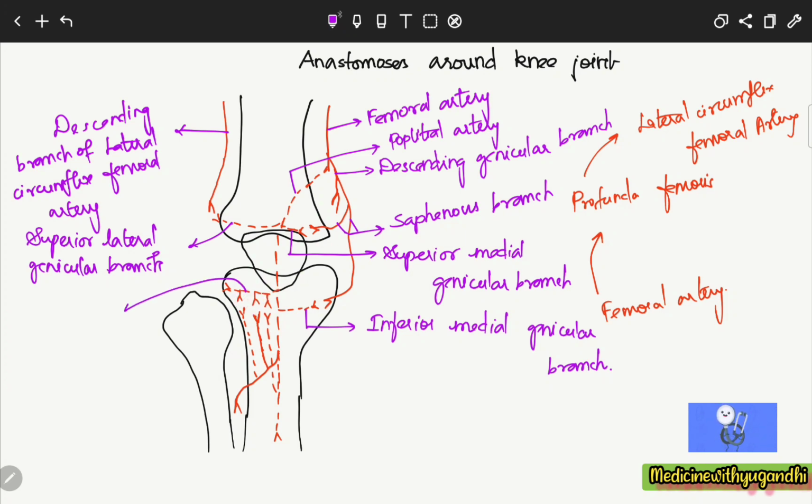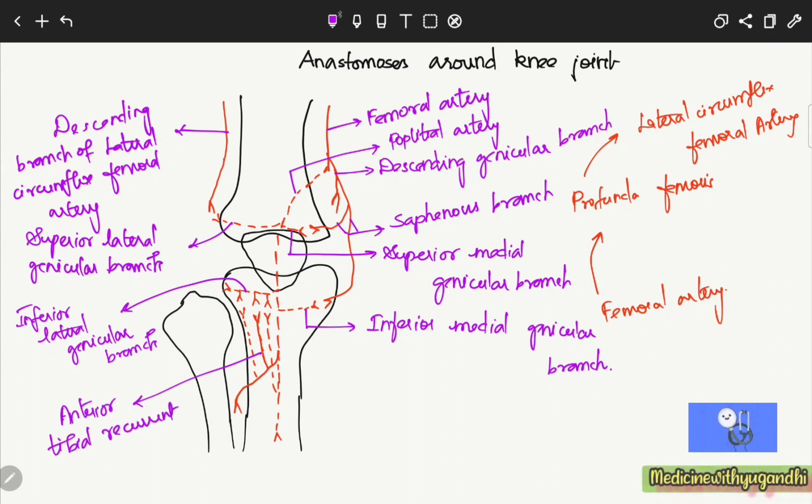Here you can see this is the inferior lateral genicular branch from the popliteal artery. This popliteal artery splits into two: one is the anterior tibial artery and the other is the posterior tibial artery. From the anterior tibial artery there arise two branches, namely the anterior tibial recurrent and the posterior tibial recurrent. These both arteries anastomose with the inferior lateral genicular branch.